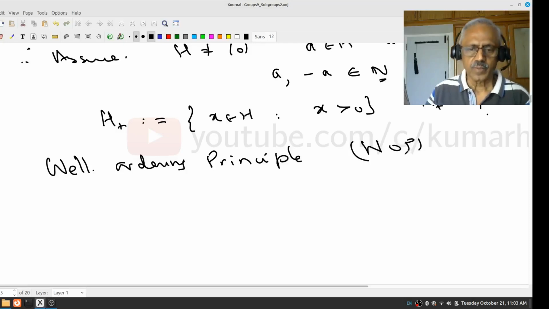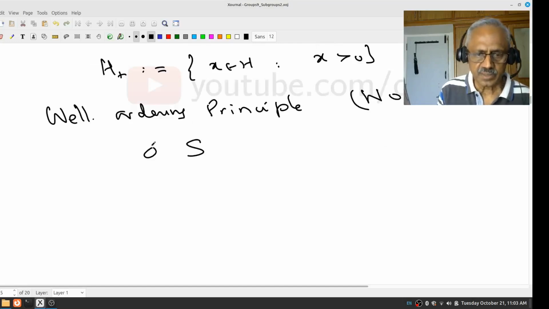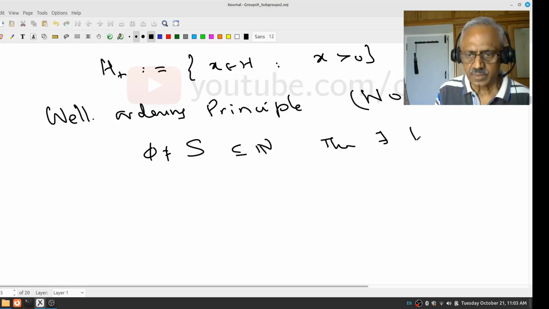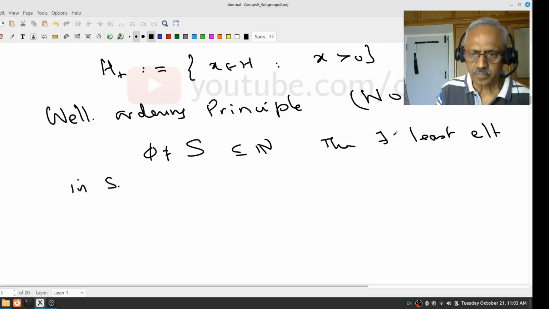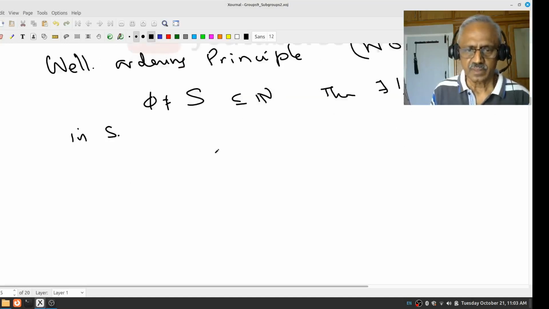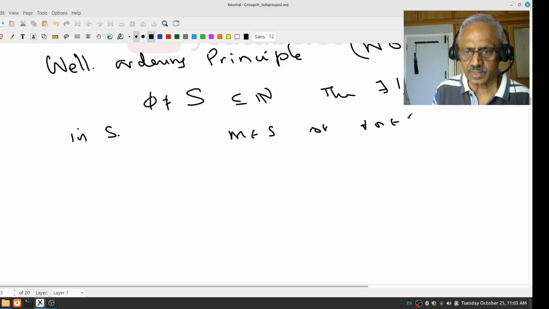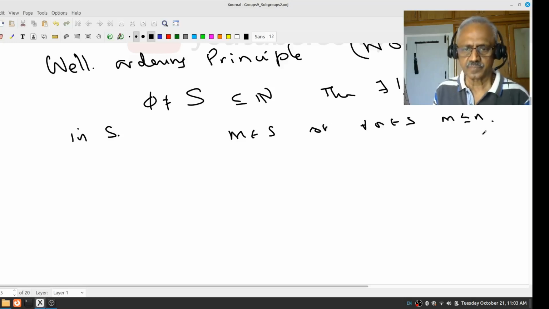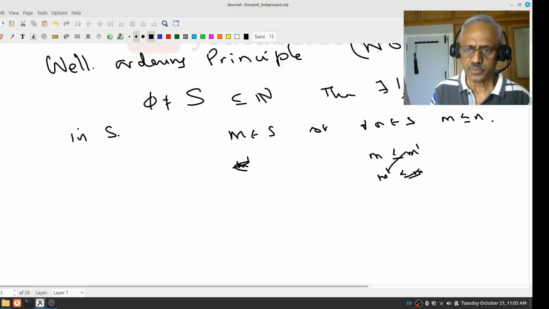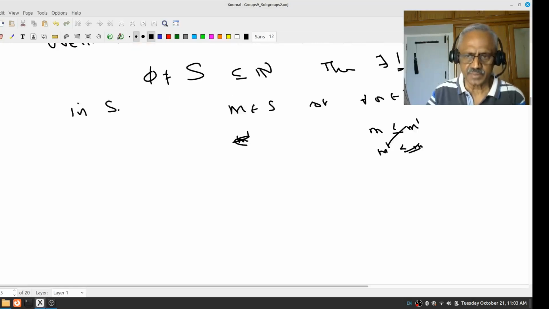What does it say? If S is a non-empty subset of natural numbers, then there exists a least element in S. Of course, it's unique. What does it mean? It says there exists an M in S so that for all N in S, M is less than or equal to N. And this M is unique because if there is an M dash, then M must be less than or equal to M dash because M is the least element. M dash is also less than or equal to M, therefore equality holds. Uniqueness is easy. Do you understand the statement?